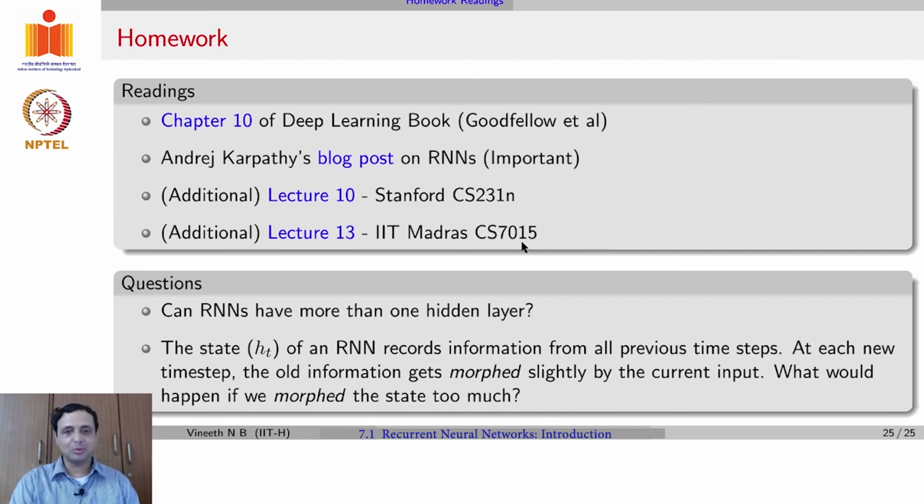Before that, a couple of questions for you. Can RNNs have more than one hidden layer? We answered that question, but think about it to ensure it can.